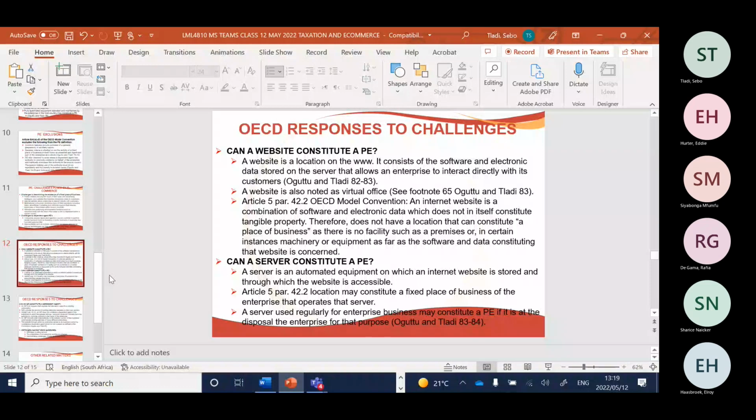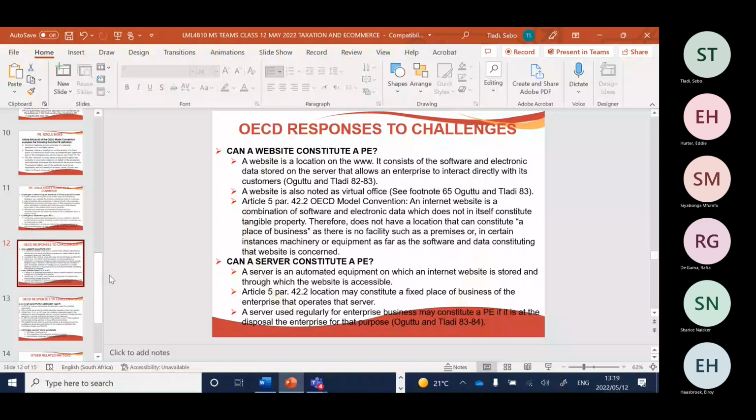It's a virtual office. Find that in footnote 65 in the same article, but Article 5 of the OECD, paragraph 42.2 states that an internet website is a combination of software and electronic data, which does not in itself constitute tangible property. There's no place that can constitute a place of business, as there is no facility such as premises or, in certain instances, machinery or equipment as far as the software and data constituting that website is concerned. If you refer back to Article 5 that we have listed before, you will note that some of the concepts here are identified in that article.